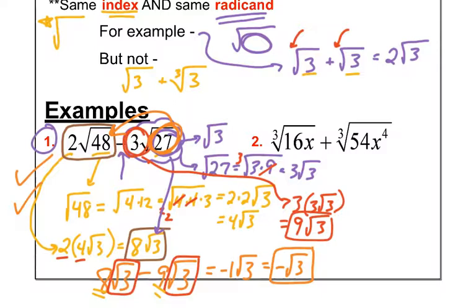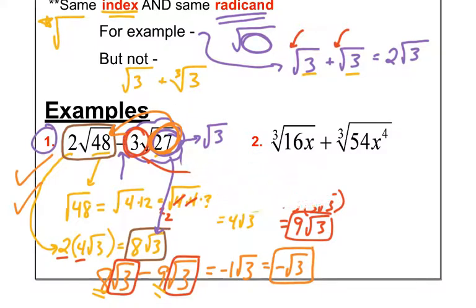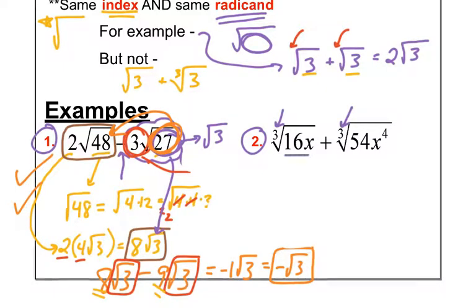Let me make a little space here. So again, our answer for 1 was negative root 3. I'll try to keep that there so you can still see it. All right, well, number 2 is very similar, except we have some variables in there, and the roots are different in terms of, now they're cube roots, but notice they're the same, which is good, but the radicands are different.